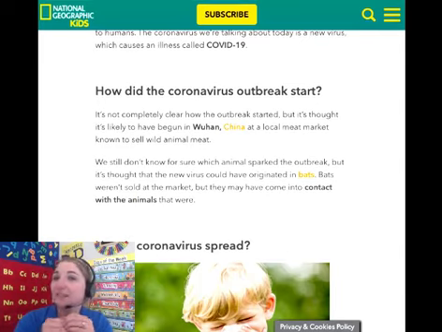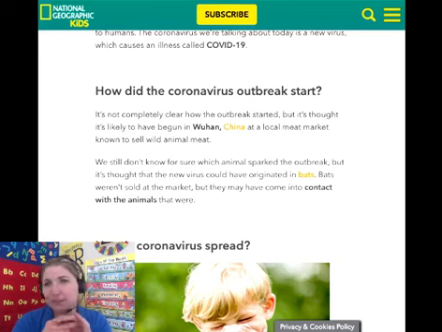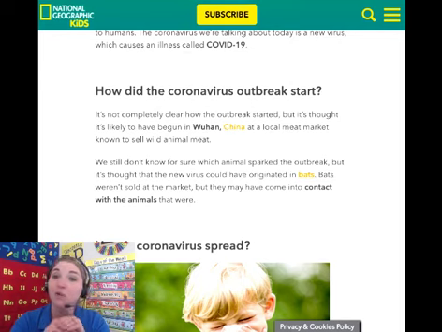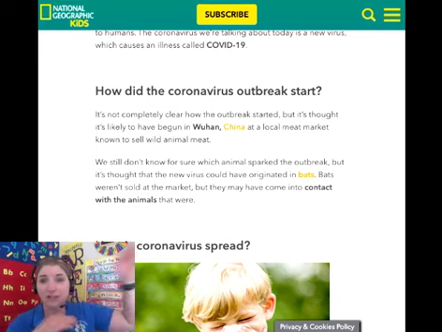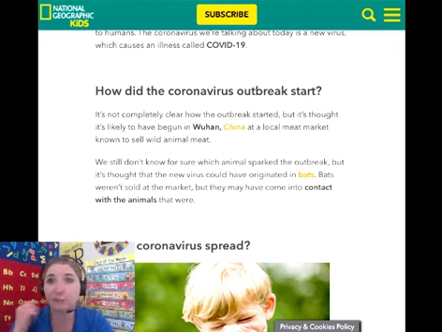How did the outbreak start? It's not completely clear how the outbreak started, but it's thought it's likely to have begun in Wuhan, China, at a local meat market known to sell wild animal meat. We still don't know for sure which animals sparked the outbreak, but it's thought that the new virus could have originated in bats. Bats weren't sold at the market, but they may have come in contact with the animals that were. So this is interesting because I'm sure you can already tell some of the differences in what we read yesterday and what we just now read. And we're just now getting started.